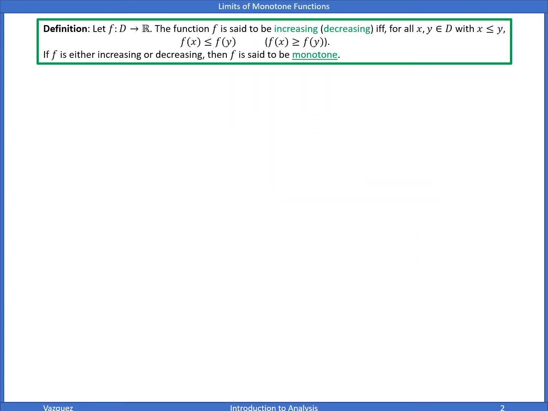So let's just begin. We're going to introduce a definition first because we do have the word monotone. So here, let f map D to R. The function f is said to be increasing, or in parentheses decreasing, if and only if for all x, y in D with x less than or equal to y, then f of x is less than or equal to f of y. And in the case of decreasing, f of x is greater than or equal to f of y. And if f is either increasing or decreasing, then f is said to be monotone.